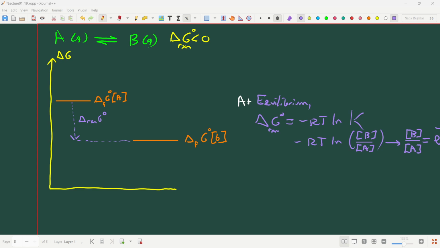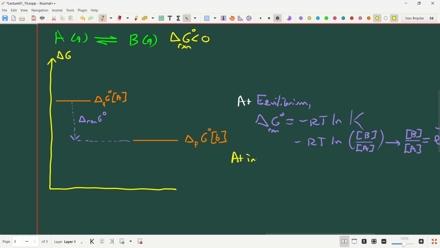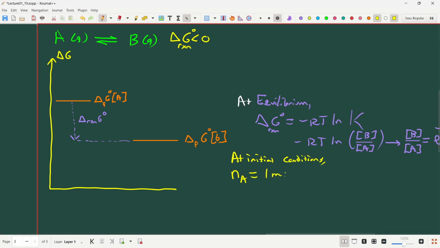Okay, much better. This energy difference tells us something about it. But let's imagine now that we're not at equilibrium. Let's say we start with just A. What if we're at the beginning of the reaction? Let's just say N of A is 1 mole and N of B is 0 mole.